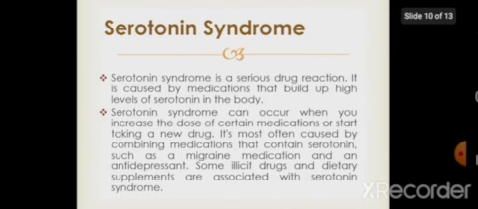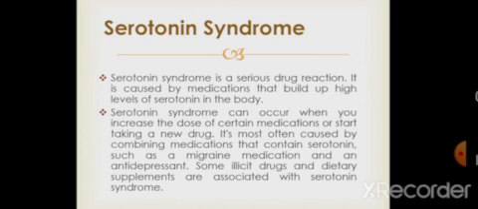Now let's move towards serotonin syndrome. Serotonin syndrome is when your body has too much of a chemical called serotonin, usually because of medication or a combination of medications. Serotonin syndrome is a serious drug reaction. It is caused by medication that builds up high levels of serotonin in the body. Your body makes serotonin to help your brain cells and other nervous system cells communicate with each other.